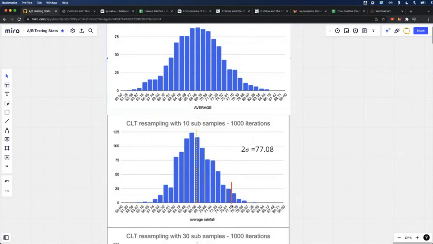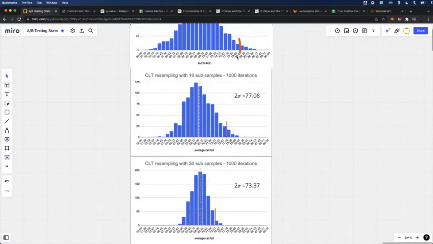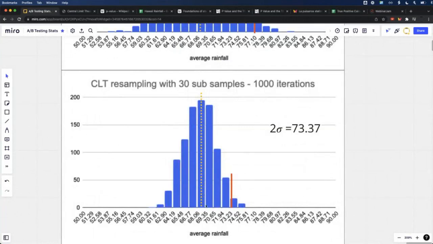My 2 sigma level is now at 77. In the previous case, it was at 80 something, right? So it was far out. As I keep collecting more and more data, this shrinks and shrinks and shrinks. Eventually, it becomes so narrow that the 2 sigma limit is not far out from the mean. So if you want to detect small lifts or small effects, you will have to collect lots and lots of data, because this distribution keeps shrinking and shrinking, and you will get your 2 sigma levels pretty close to the mean.